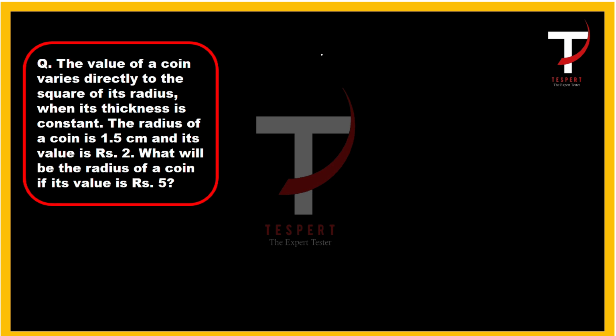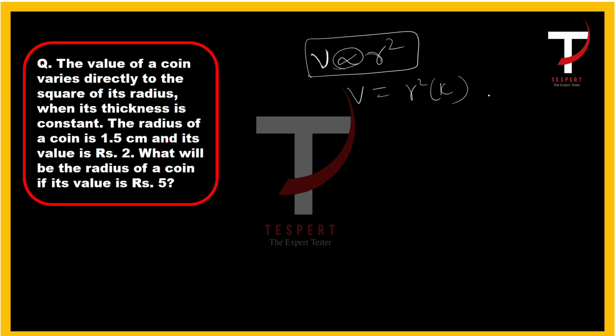So what is the relation given? The value, let it be V, is directly proportional to the square of its radius. So let us assume the radius to be r, square of the radius. So V is directly proportional to r square. If we remove this, then it becomes V is equal to r square into k, some constant. What is the value of V initially? 2 rupees. 2 is equal to, and what is the radius initially? 1.5. 1.5 square into k.